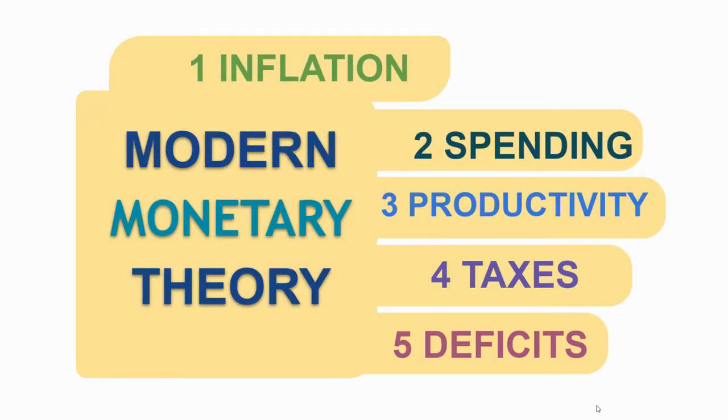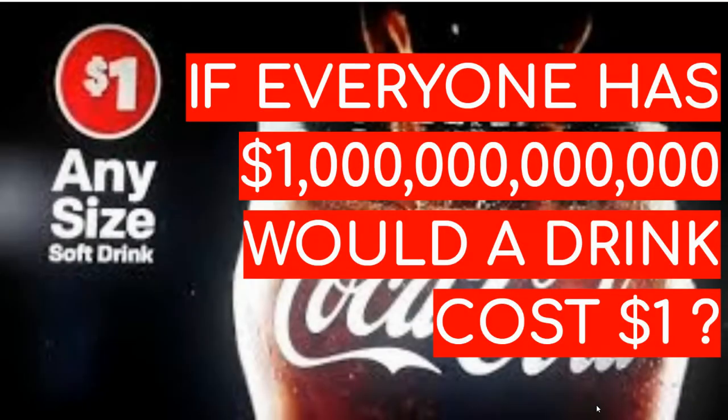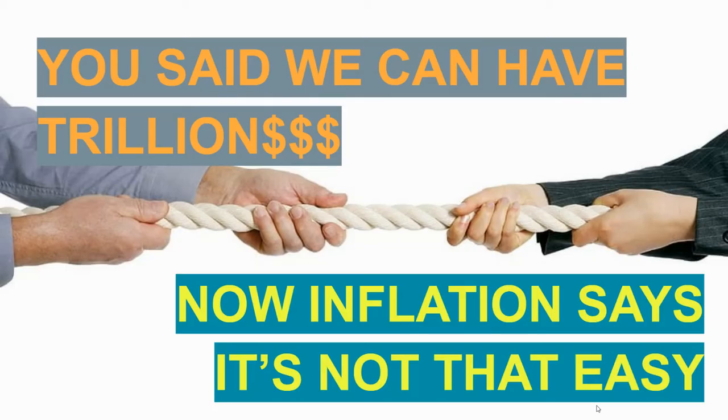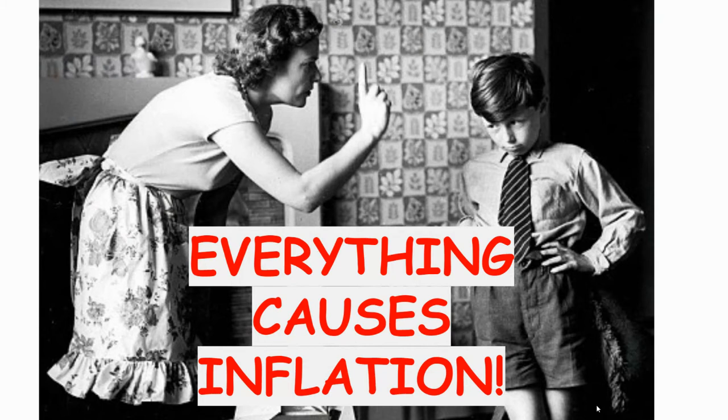So, modern monetary theory and about 5 other concepts will help us understand how this all works. First, what's a dollar worth? If everyone had $1 trillion, would a drink still cost $1 at McDonald's? No. When everyone has $1 trillion, then stores can charge more money for stuff. We call this inflation. So you could have $1 trillion, but inflation says it's not that easy. Modern monetary theory haters, who are the "we can't afford it" people, are really concerned about inflation. To them, this is what keeps them up at night. They think everything causes inflation.